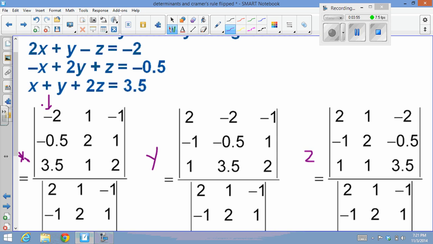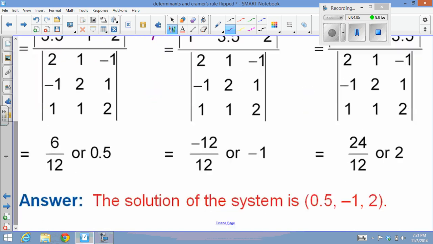Make sure you pause the video for a second and actually calculate all of those determinants out. When you do that, come back, and you should see that our answer is 6 divided by 12. So the x matrix determinant was 6, and the coefficient matrix was 12. So I get 0.5.